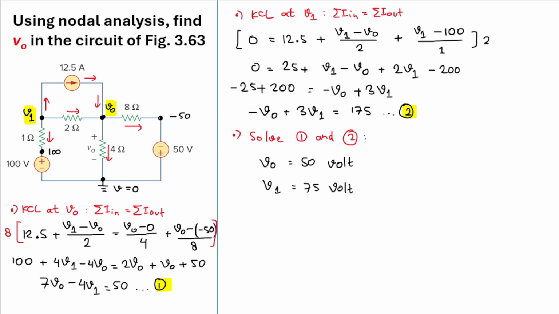But then the question is asking us about V0 here. We already have it, which is 50 volt. Okay, let's put that into a box and highlight that because this is the final answer for this question. Okay, hopefully I did not make any mistakes in my calculation.